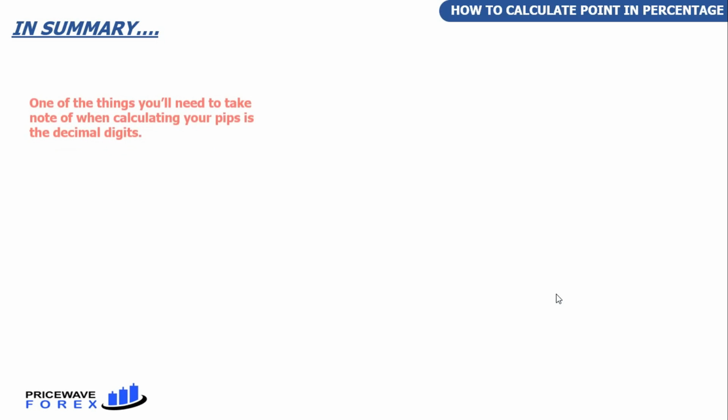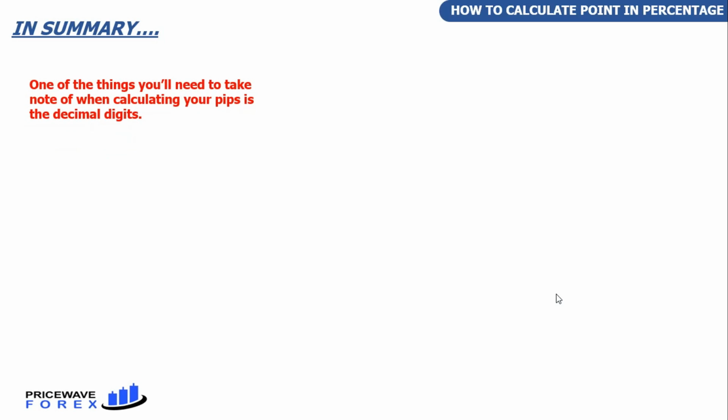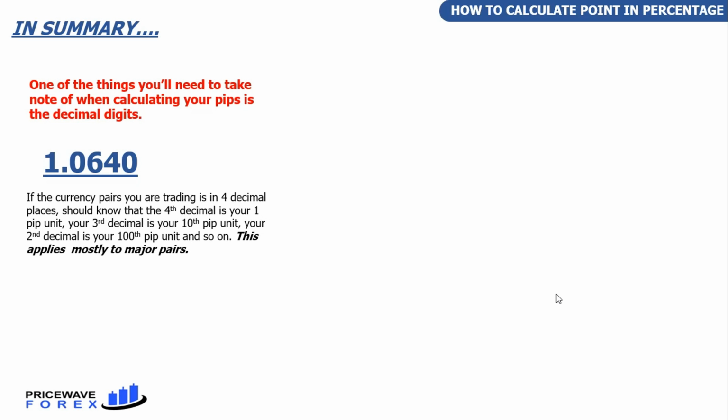So, in summary, one of the things you need to take note of when calculating your pips is the decimal digit itself. As you can see, we have 1.0640, that is 4 decimal places. Now, if the currency pair you are trading is in 4 decimal places, you should know that the fourth decimal is your 1 pip unit, your third decimal is your 10 pip unit, your second decimal is your 100 pip unit, and so on. Note that this applies mostly to major currency pairs.